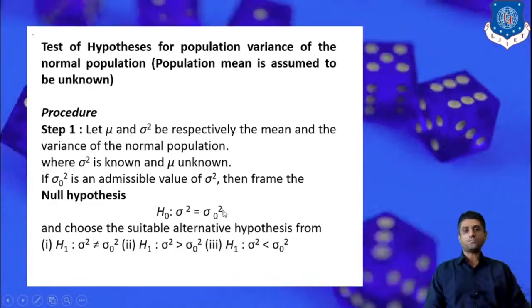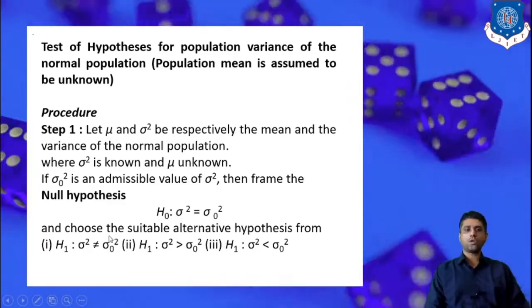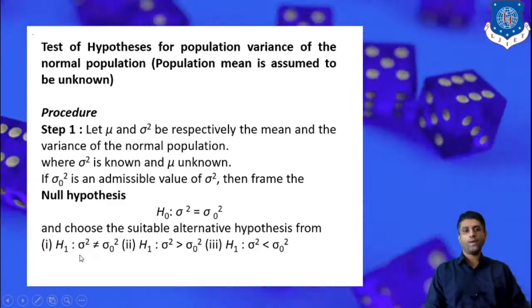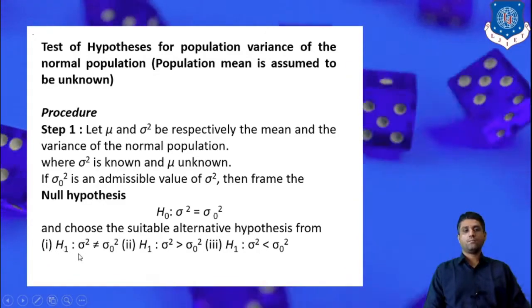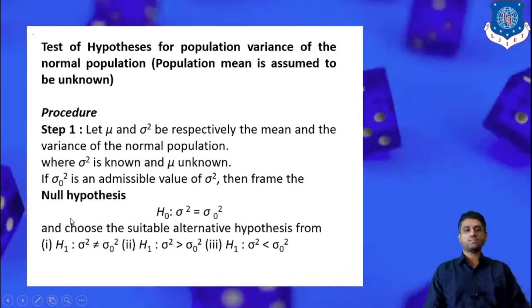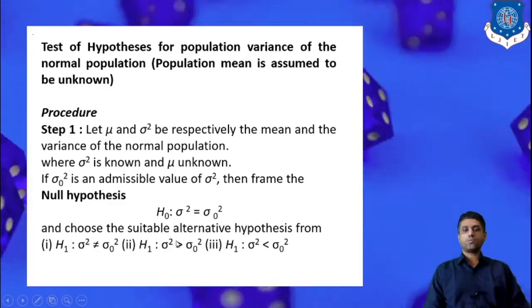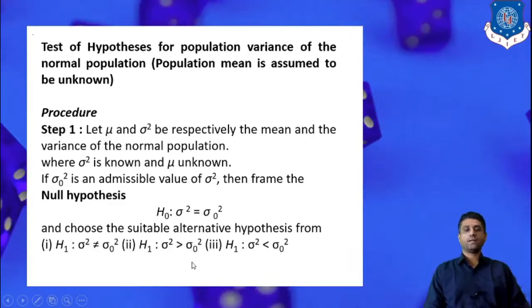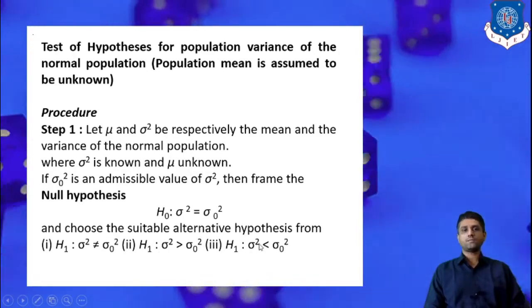Against this we define the alternative hypothesis, which also involves the parameter variance, that is the two-sided alternative test: the variances before and after are not equal. Then there are the one-sided tests: sigma square greater than sigma naught square, more precisely the one-sided right tail test, and similarly the one-sided left tail test.